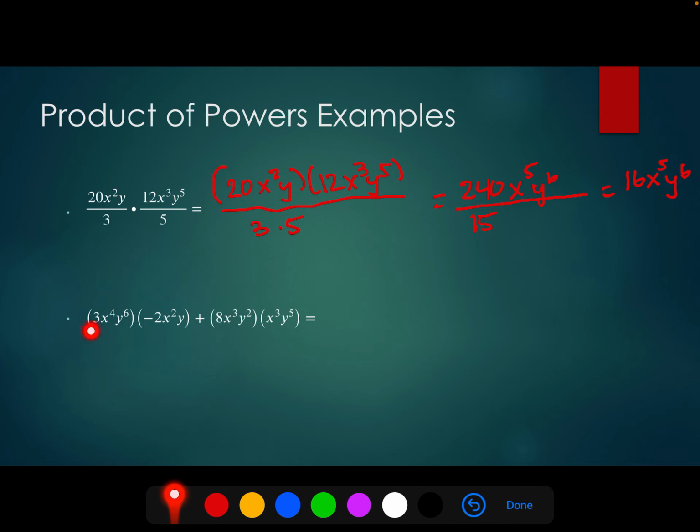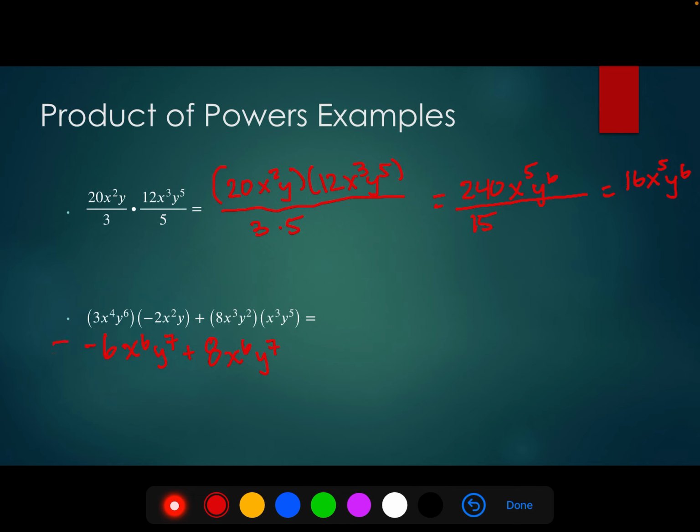So we go ahead, 3 times negative 2, that's negative 6. X to the 4th times x squared, that's x to the 6th power. And now we have y to the 6th times y, that is y to the 7th power. And now we're adding that to, we have 8 times a coefficient of 1, so that's just 8. And now we have x to the 3rd times x to the 3rd, right? 3 plus 3, that gives us 6 as our exponent. And then y squared times y to the 5th, add these exponents, 5 plus 2, that gives us 7.